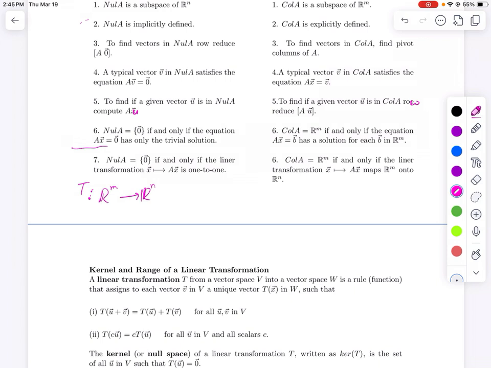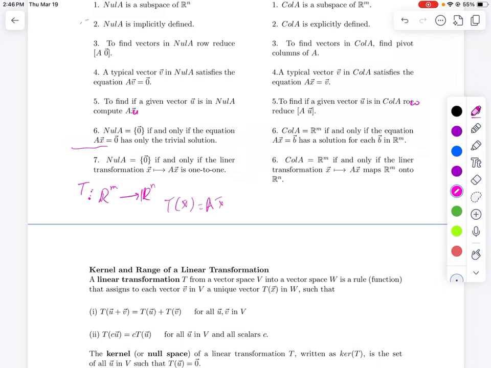We also notice that this type of transformation can be converted into T of x equals Ax, where A is the standard matrix of the transformation. This is the same m by n matrix A that we were talking about. So number 7 is saying the null space will consist of only the zero vector if and only if the linear transformation x going to Ax is 1 to 1.